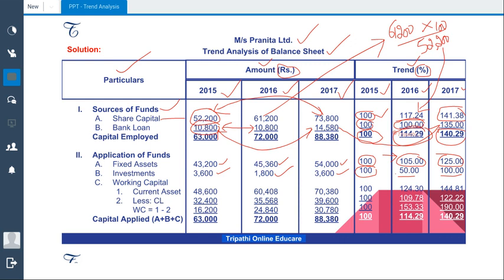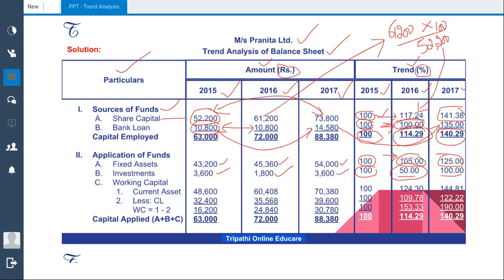But if you see the second year's bank loan, it has not increased. You have increased the share capital, but you have not increased the bank loan. What could be the reason that the bank loan is same in the second year? The reason could be selling of investment. You must have sold your investment in the second year, and this could be the reason. By selling of the investment, you must have raised the fund, you must have got the fund, and you did not go for bank loan.